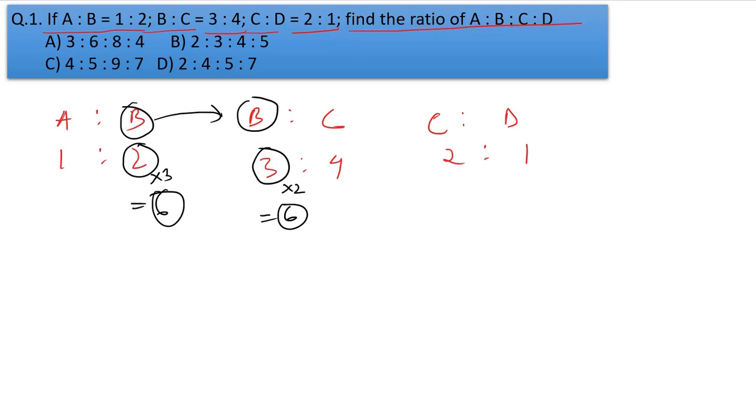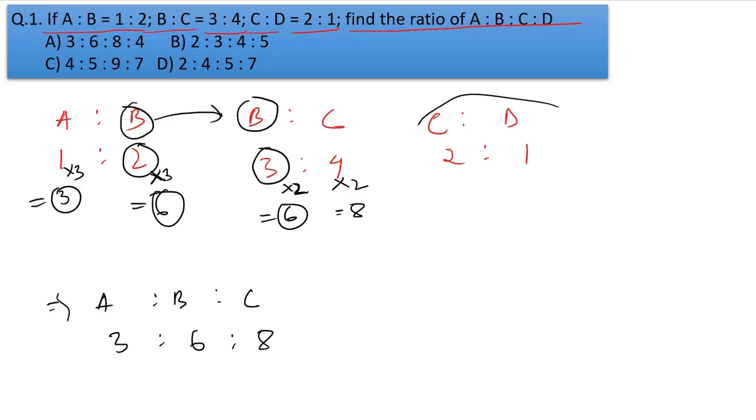Here it is the same. Now if we multiply here by 3, then we multiply here by 3, that is 3. If we multiply here by 2, then we multiply here by 2, that is 8. Therefore A is to B is to C is equal to 3 is to 6 is to 8.